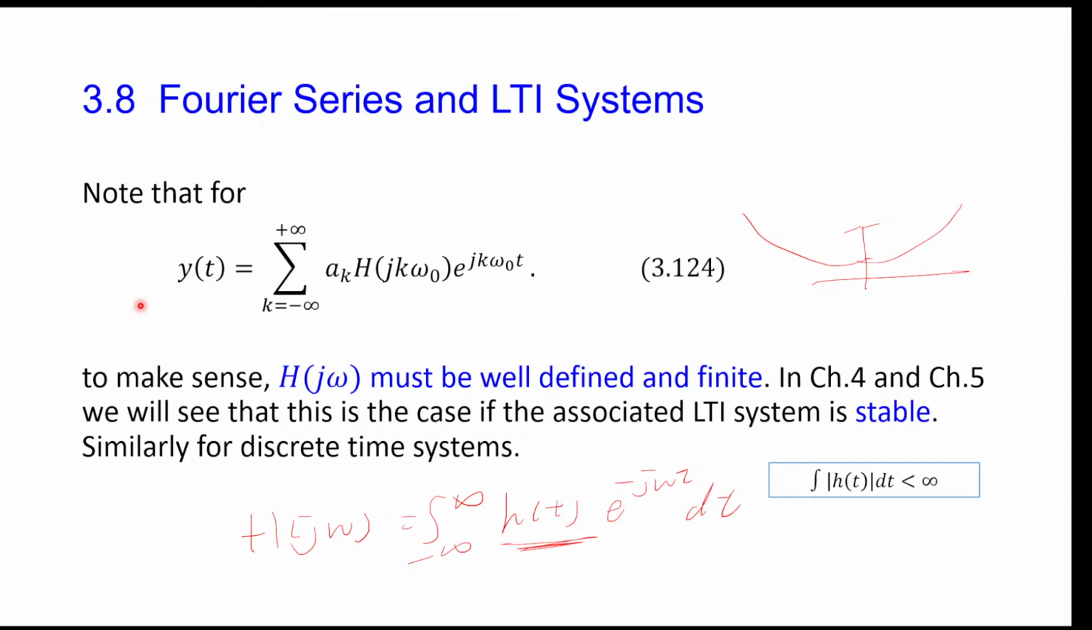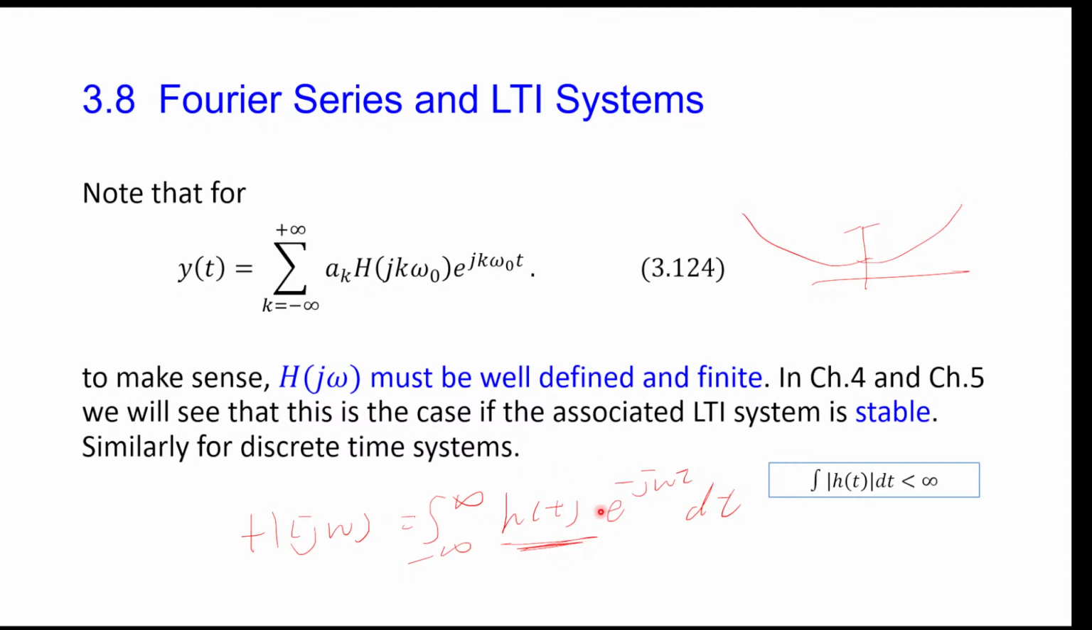Okay, and in particular, when you want to do this, then your H of j omega must be well defined and finite. Let's go back. Oh, we have it here. Remember, our H of j omega is this integration from minus infinity to plus infinity of small h of t e to the minus j omega t dt. So if we want to use this formula, then obviously your H of j omega needs to be a finite value. And it might not be finite because you have an integration from minus infinity to plus infinity.